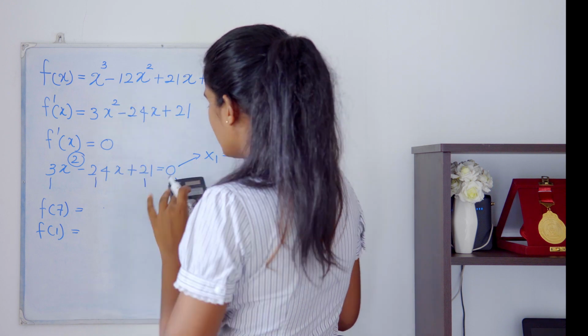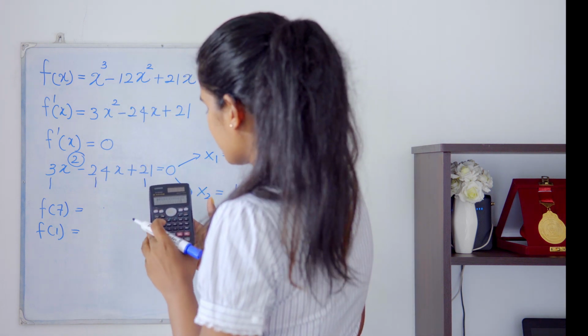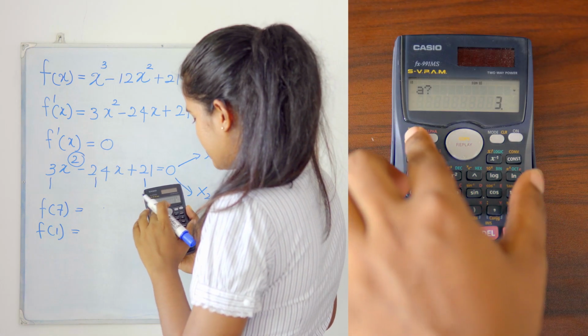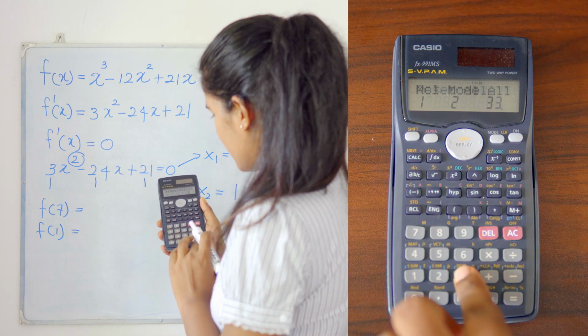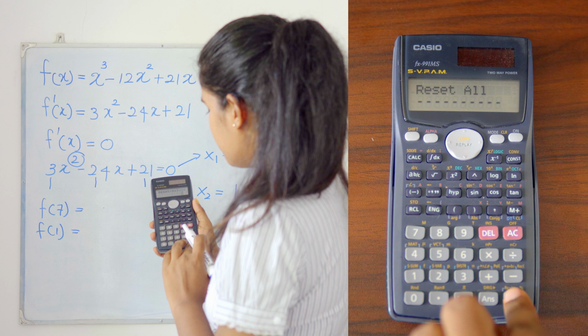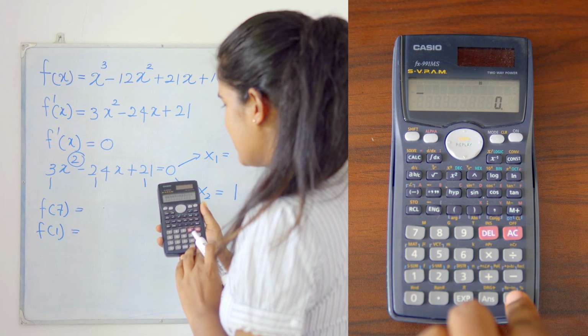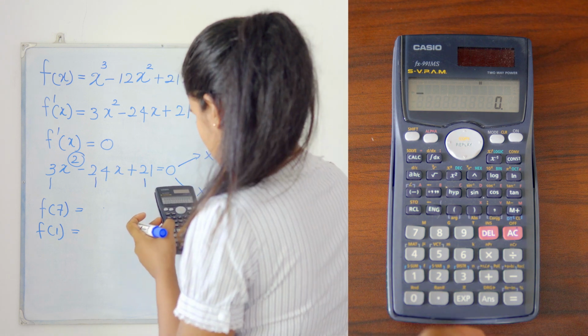So let's see how to do it. Before putting the formula in the calculator, we have to clear the calculator. Let's see how to clear the calculator. You have to press shift and clear, then press number 3. Okay, and press the equal sign. Then it resets all.